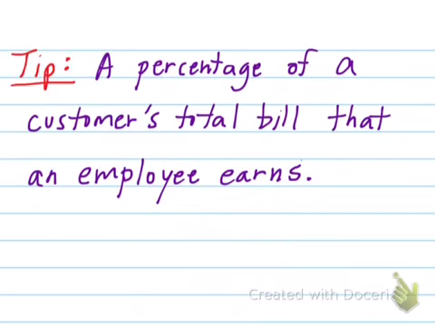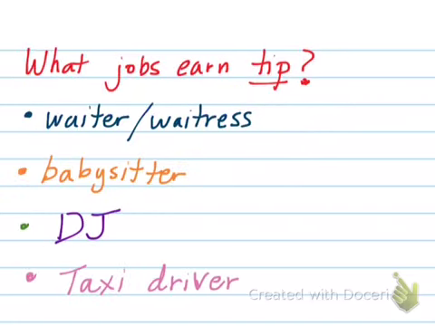So now let's take a look at tip. Tip is a percentage of a customer's total bill that an employee earns. Again, this should be copied down on your note sheet. What jobs earn tip? Some examples of jobs that earn tip are waiter or waitress at a restaurant. Babysitters could get tips. A music DJ could earn a certain amount for working at a party or an event. And then also a taxi driver. These examples should be copied down on your note sheet.